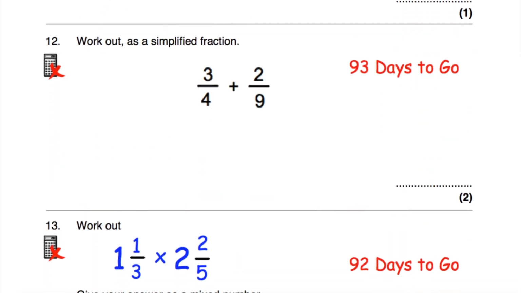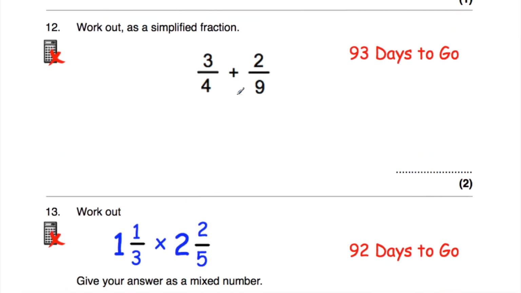Okay, question number 12. So question number 12 is adding fractions. So we want the same denominator. So if we have a look here, denominators are 4 and 9. So a common denominator, I'm going to go for 36. So 36 and 36. To get from 4 to 36, we multiply by 9. So we need to multiply this numerator by 9. 3 times 9 is 27. To get from 9 to 36, we times by 4. 2 times 4 is equal to 8.